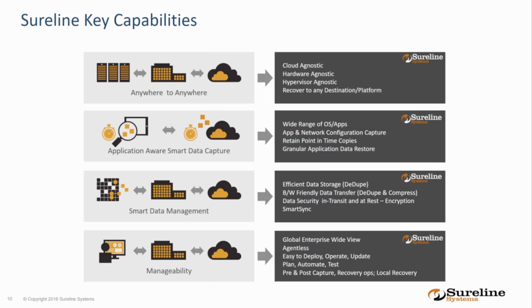Trying to wrap this up, it is important to be agnostic. So Sureline runs, as I said before, on physical servers, on virtual servers with containers across the different clouds that are out there. We retain the point-in-time copies, so you can recover locally from the point-in-time snapshots that we've taken. You can recover in the cloud from the point-in-time snapshots that we've taken.